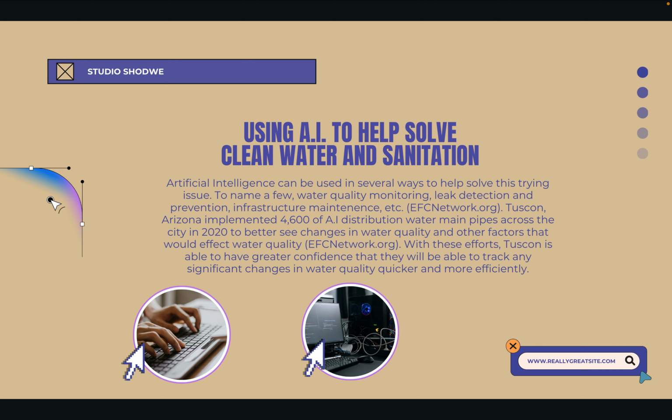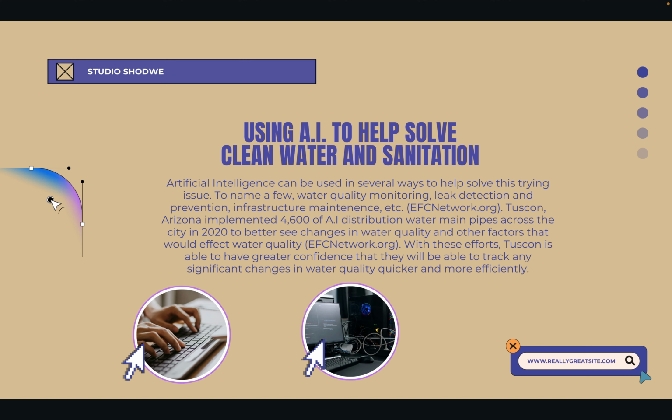How can you use AI to help solve clean water and sanitation? Artificial intelligence can be used in several ways to help solve this trying issue. To name a few: water quality monitoring, leak detection and prevention, and infrastructure maintenance, etc.